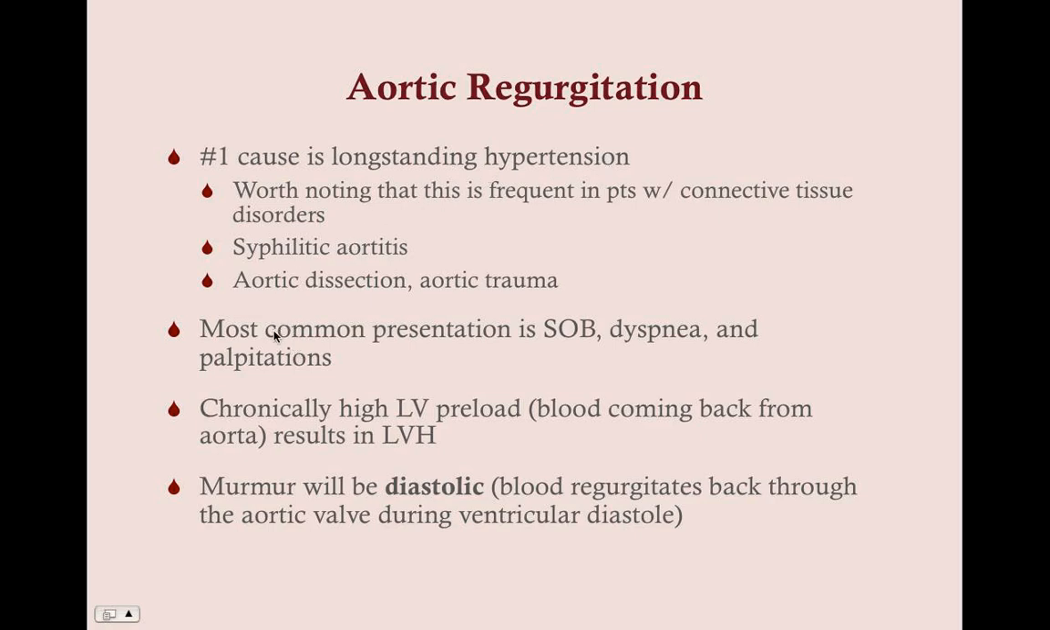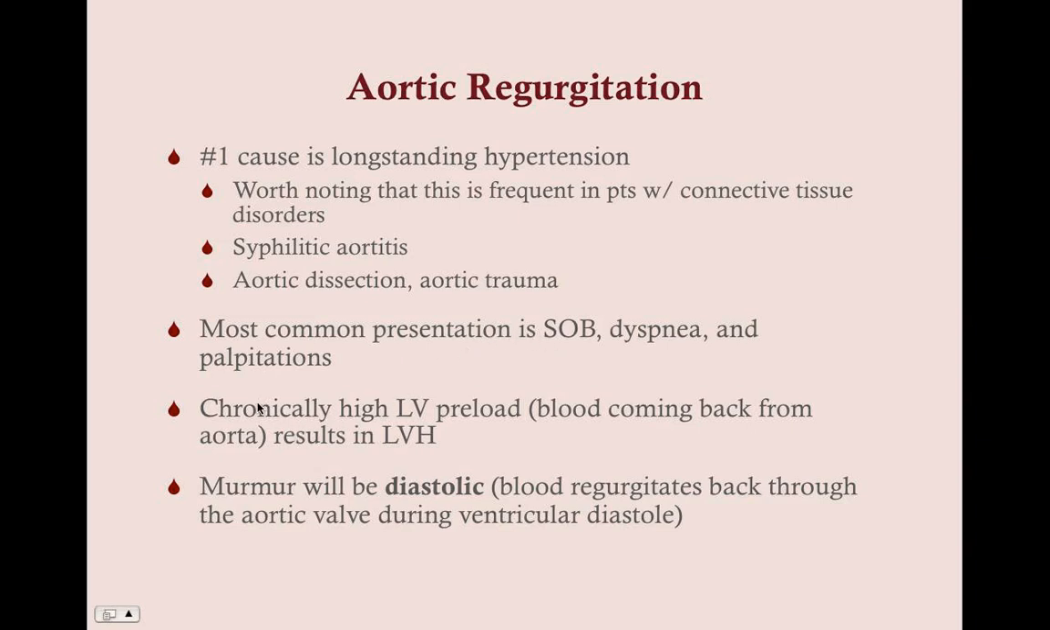And the best way to think of why it happens in patients with long-standing hypertension is to just think, when you have hypertension, does blood want to go into the systemic circulation or not? It's difficult to pump blood into systemic circulation when there's a high pressure there. So if you have long-standing hypertension, blood can regurgitate back into the left ventricle. So the most common presentation is shortness of breath, dyspnea, and palpitations. Typically, your congestive heart failure-like symptoms, particularly in a patient with long-standing hypertension.